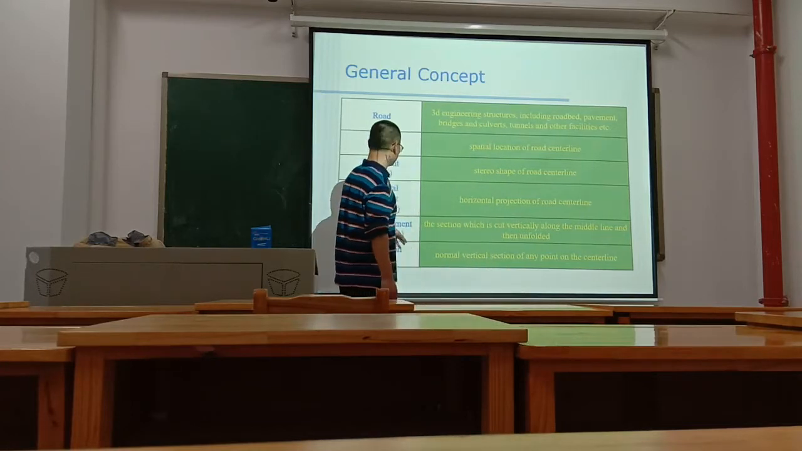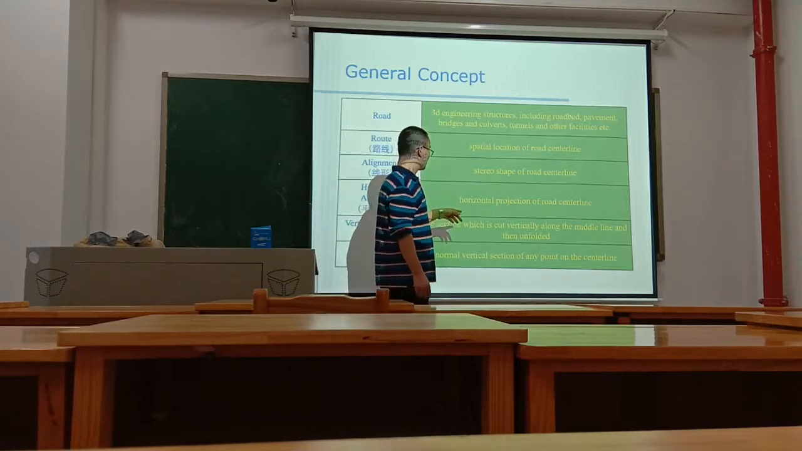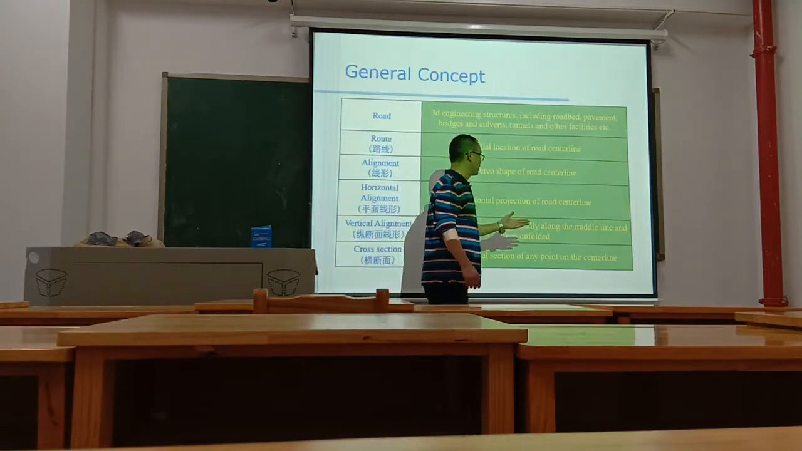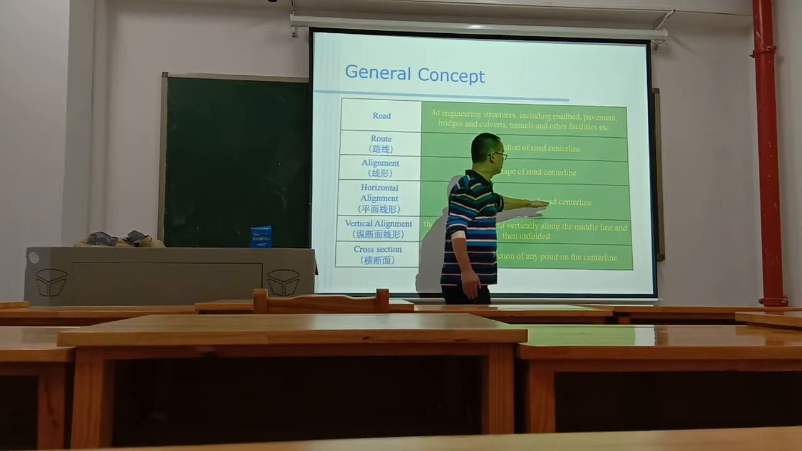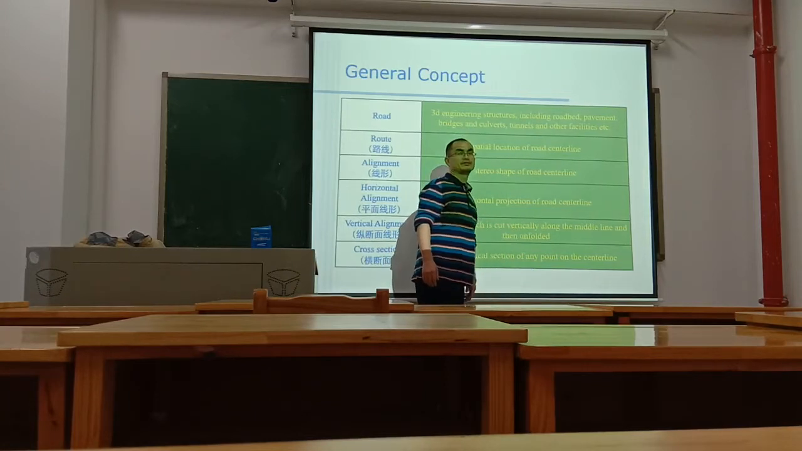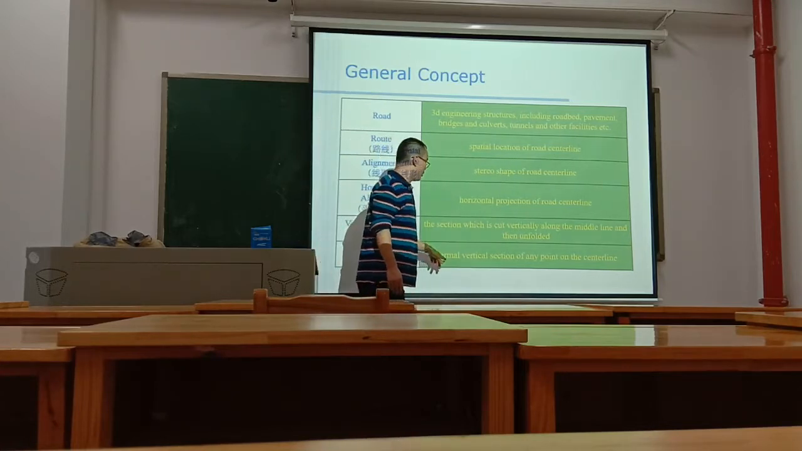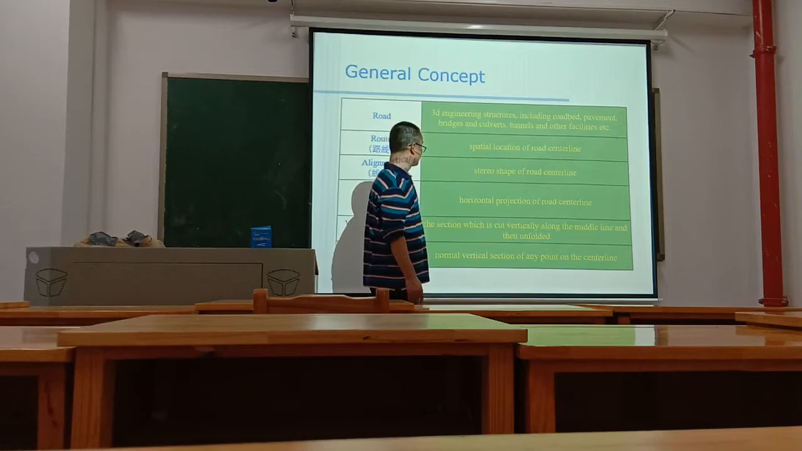Or the vertical alignment is the section which is cut vertically along the middle line, or the center line, and then unfolded. Or the cross section. Cross section is the vertical section at any point on the center line.